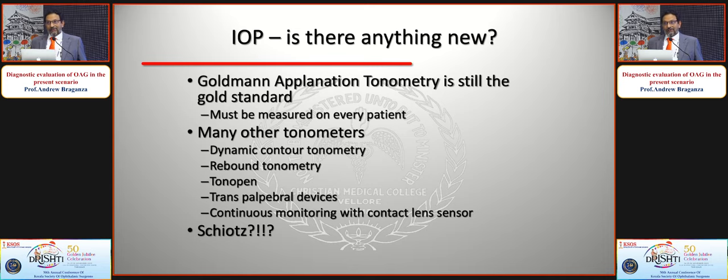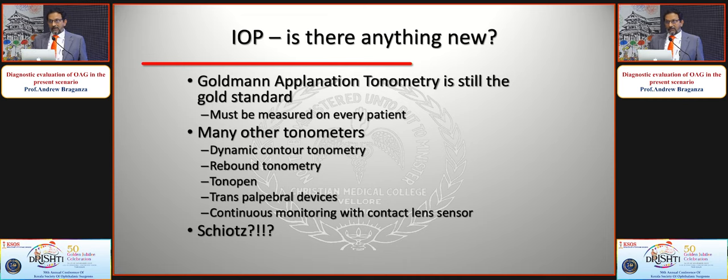patient. Having said that, even though Goldmann is likely to continue as the gold standard for some time, we have found the need to try and monitor intraocular pressure at various times of the day, in various other situations. So there are many other tonometers. And to my mind, one of the best is the dynamic contour tonometer, because that takes the corneal thickness out of the equation. And the rebound tonometer, iCare, and there are several other devices.